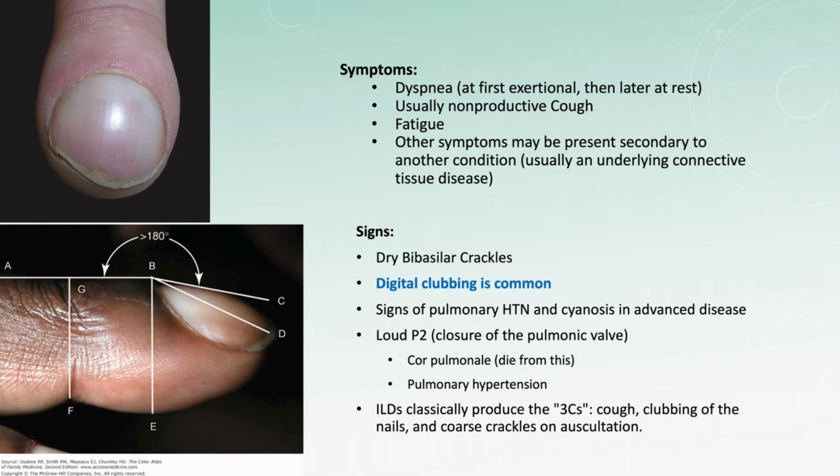Signs tend to include bibasilar crackles, digital clubbing from the chronic hypoxemia. They also have a lot of pulmonary hypertension, sometimes even cyanosis in advanced disease. We have a loud P2, cor pulmonale, and pulmonary hypertension. And then in general, interstitial lung diseases classically produce the three C's: cough, clubbing, and coarse crackles on auscultation.